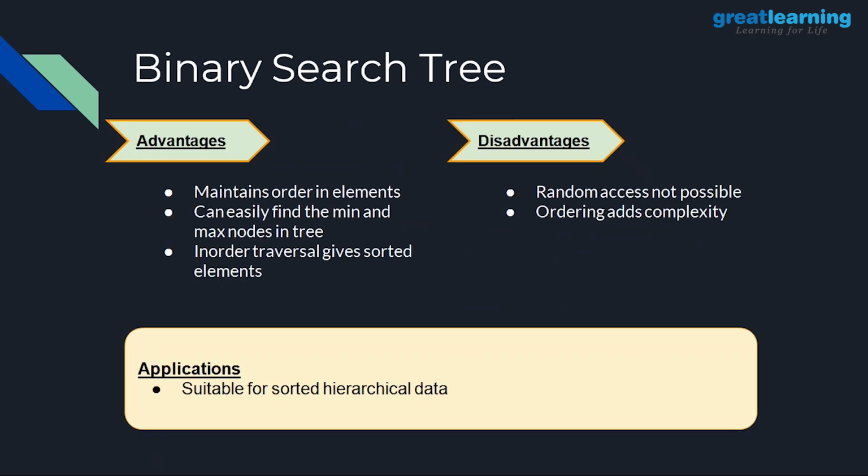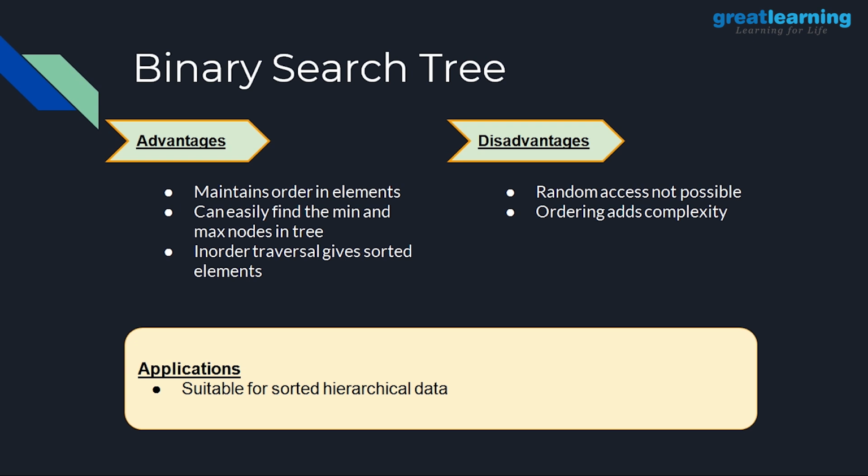Now let's talk about some advantages and disadvantages. So it maintains order in elements, right? If we insert elements in a binary search tree in such a fashion, it maintains some order and we can easily find the min and max nodes in the tree. We can easily find the minimum element and maximum element. In order traversal gives you sorted elements. This is the most important line if we talk about binary search tree, wherein the in order traversal gives you sorted elements. We are going to solve many questions with the help of this statement. I'm going to give you one bonus question as well at the end of this binary search tree, wherein we are going to use this statement.